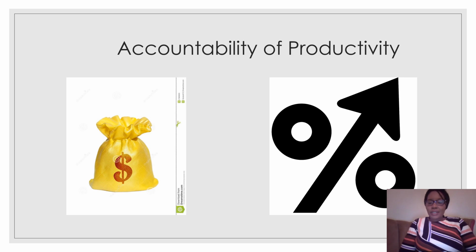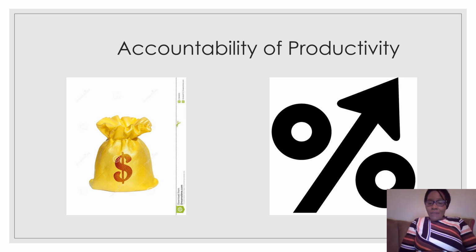Accountability of productivity. When we speak about leadership within the communities, everyone knows the dollar sign. Everyone is motivated by the dollar sign. However, what type of productivity is going on with the dollar sign? We are seeking leaders in our school and communities who are able to provide leadership and who are able to actually deserve the monies, the revenues that come with that title.